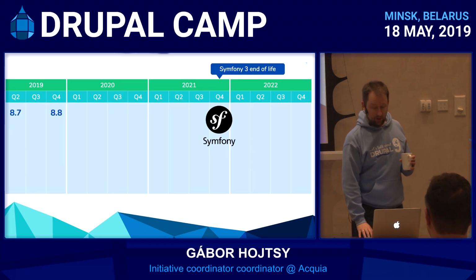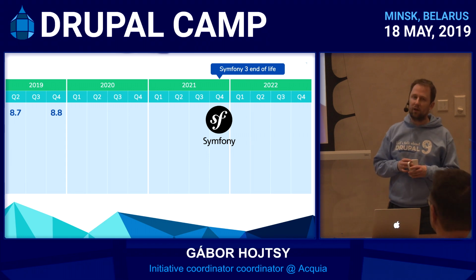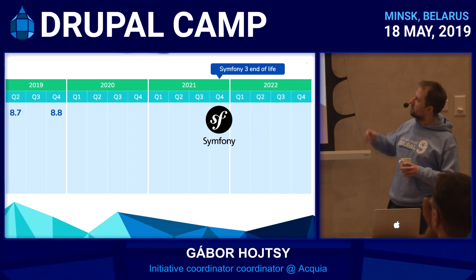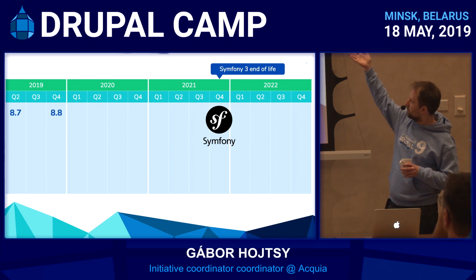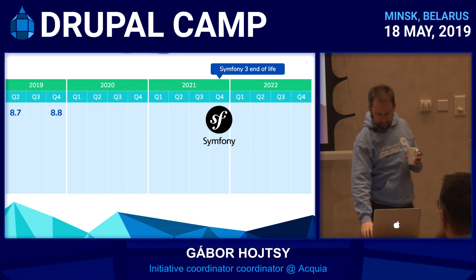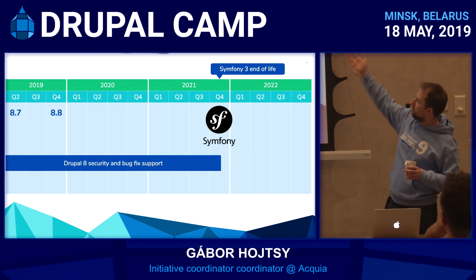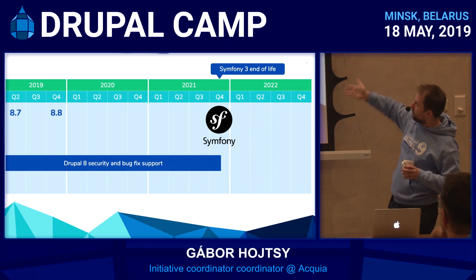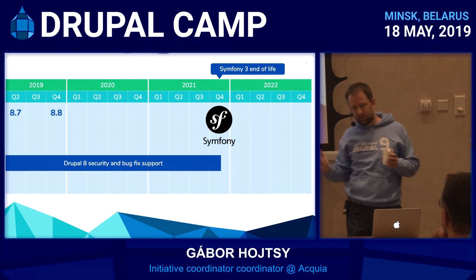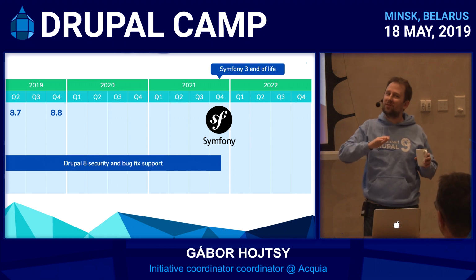And we don't want to do that. So our biggest dependency and the soonest end of support is Symfony. Symfony 3 is going to be end of support November 2021. Consequently, we need to end of life Drupal 8 in November 2021. We could theoretically fork Symfony 3 and maintain our own Symfony 3, but we don't want to do that.